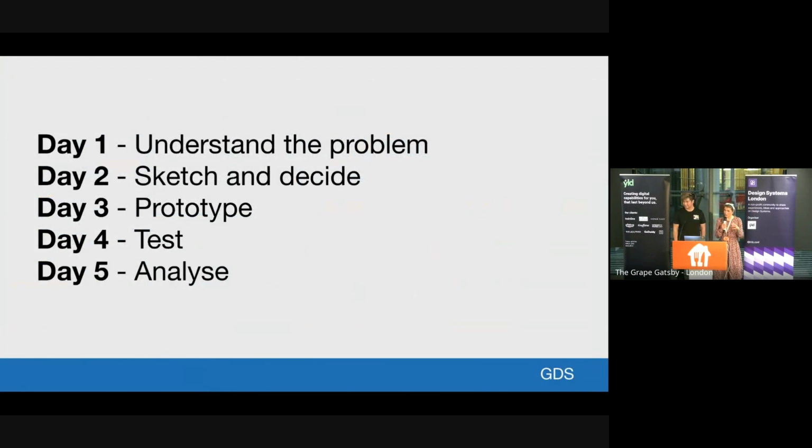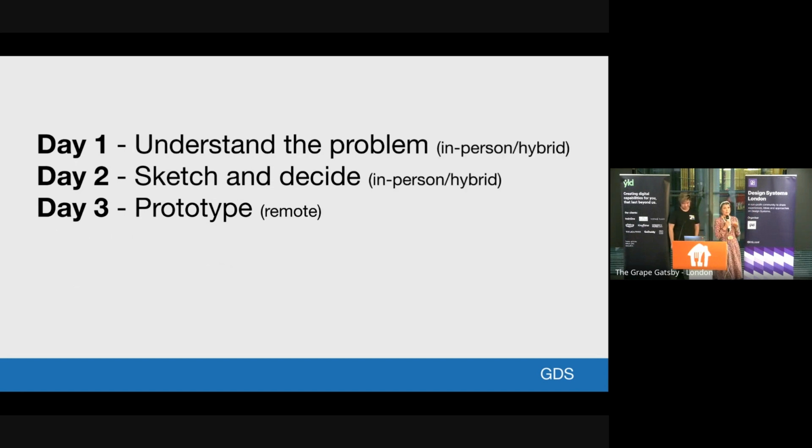And a design sprint, when broken down into days, usually looks like this. So day 1, understand the problem. Day 2, sketch and decide. Day 3, prototype. Day 4, test. Day 5, analyze. But this is what our 3 days look like. And here's how we made that work in our co-located team, providing a mixture of in-person, hybrid and remote-friendly ways to engage.